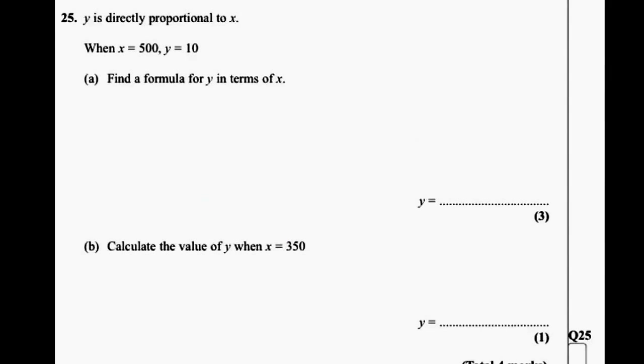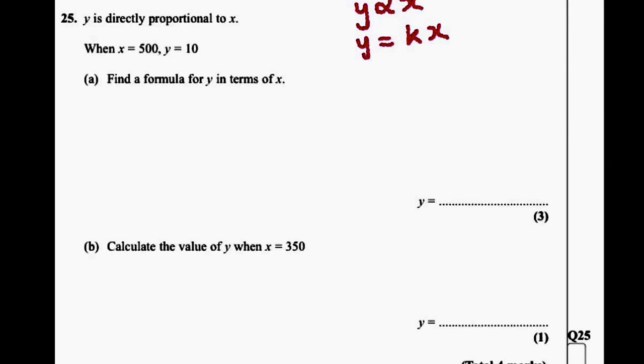Y is directly proportional to X. Okay, straight away that means that Y is proportional to X. This means whenever you have a proportional relationship that Y is equal to something, that's called our constant of proportionality, K, times X. Now you can write that straight away.